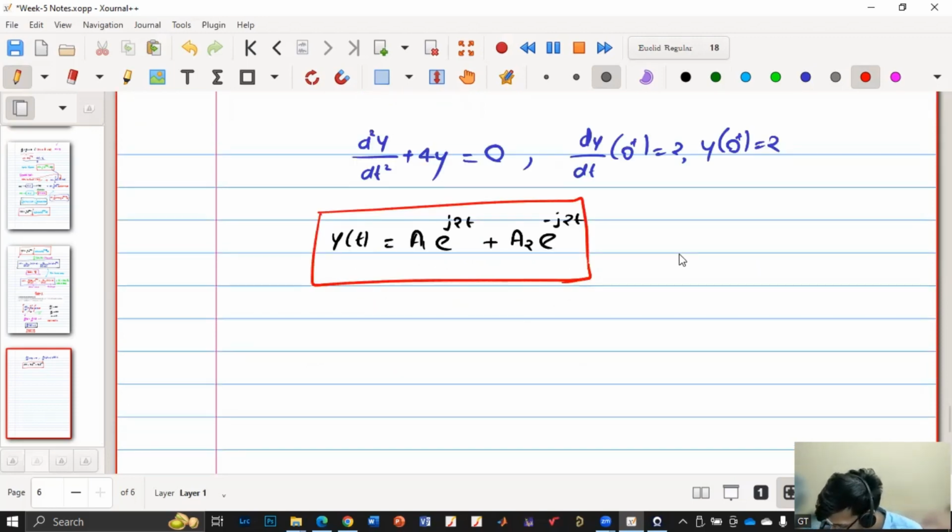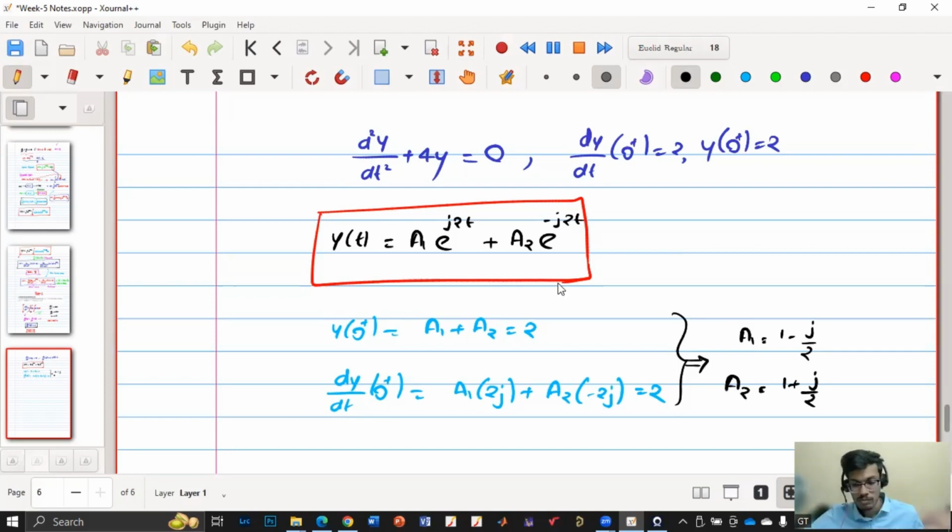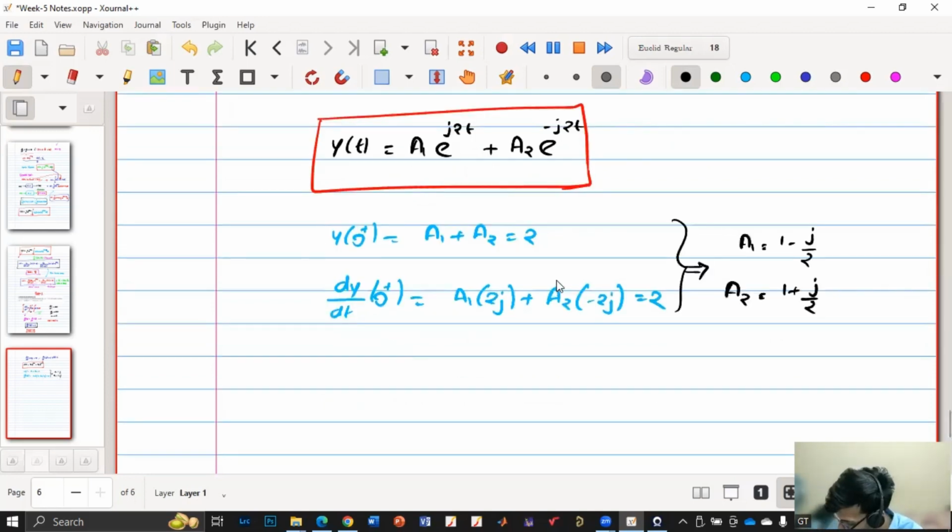So first, y of 0 plus is a1 plus a2 is equal to 2, and dy by dt of 0 plus, which is a1 into 2j plus a2 into minus 2j, is equal to 2. We will not get into the details of the calculations. We'll get a1 is 1 minus j by 2, a2 is 1 plus j by 2. Okay. Now, substitute this back in here.